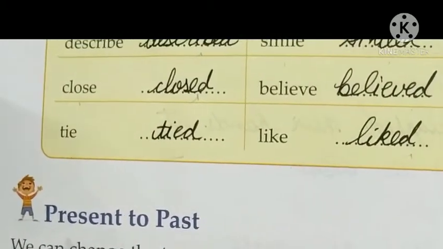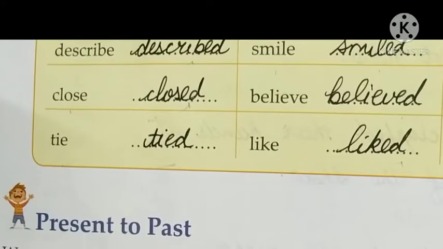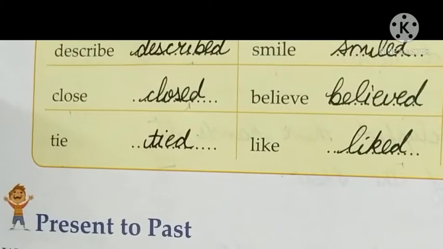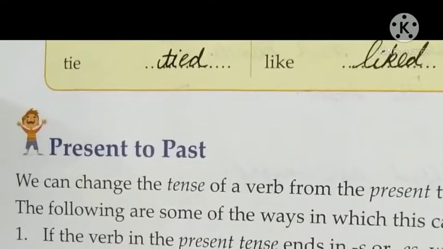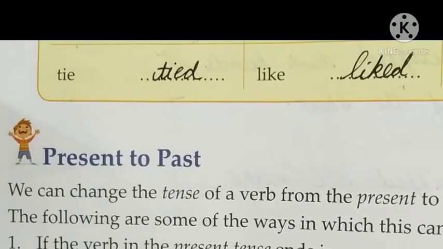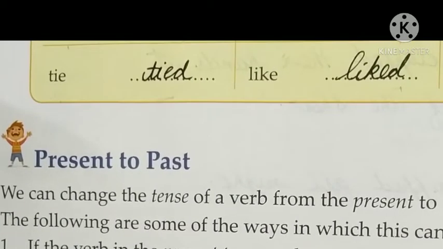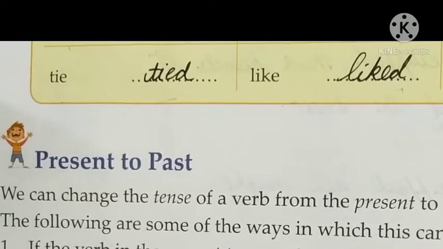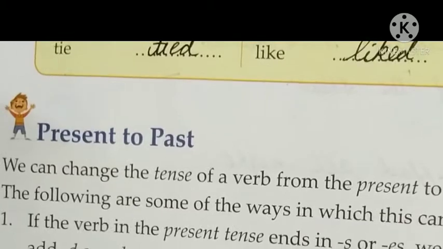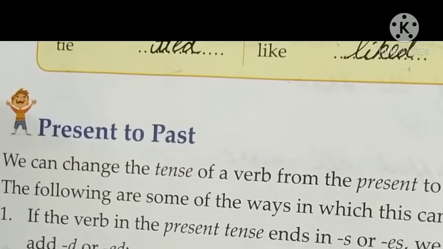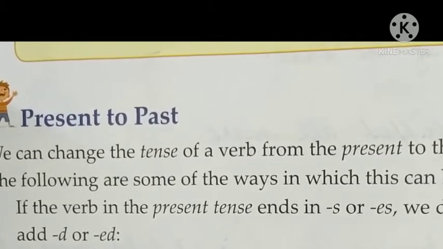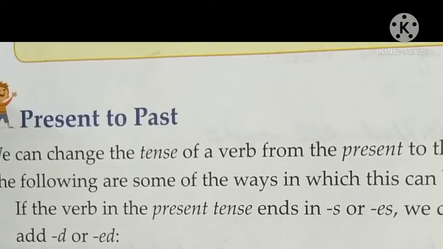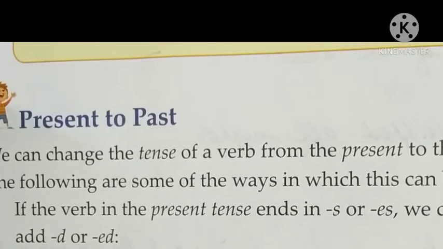Now present to past. We can change the tense of a verb from the present to the past in many ways. The following are some of the ways in which this can be done. What are the ways? Let's see. If the verb in the present tense ends in S or ES, we drop the S or ES and add D or ED. He likes potato chips. He liked potato chips. He fears the dark. He feared the dark. He washes his own clothes. He washed his own clothes. Now see, this is all in present tense and we make it in the past tense by simply adding ed to it.